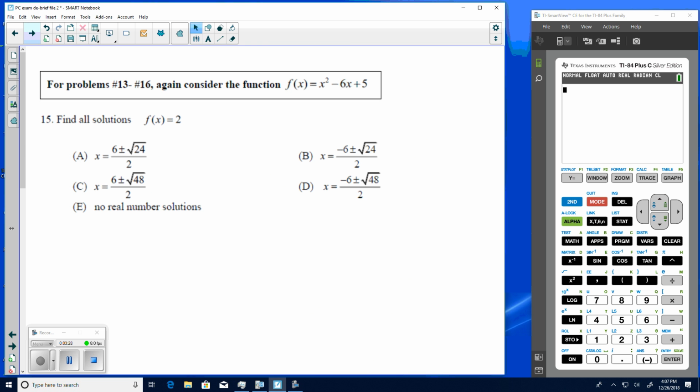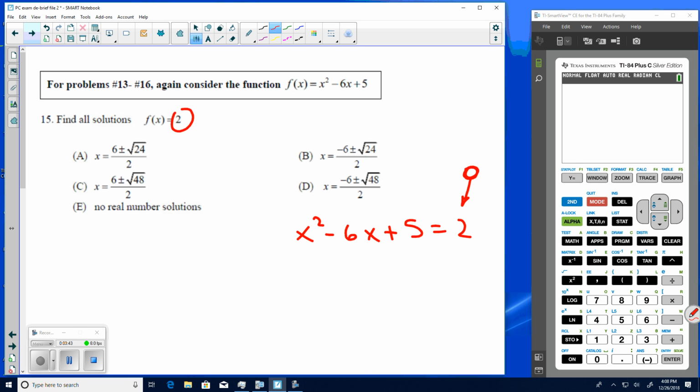Okay, and for problem 15, we again have the same quadratic. This time it equals 2. So we have x squared minus 6x plus 5 is equal to 2. The quadratic formula does require the right side to be 0. Remember, it started, if ax squared plus bx plus c equals 0, then we can say what x is. So let's subtract 2 from both sides. The result is x squared minus 6x plus 3 is equal to 0. This does not factor, so we could not solve it by factoring.